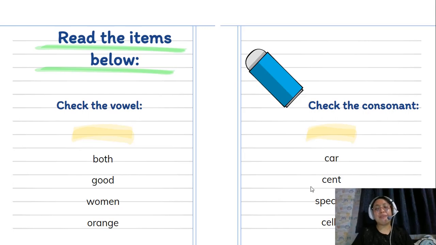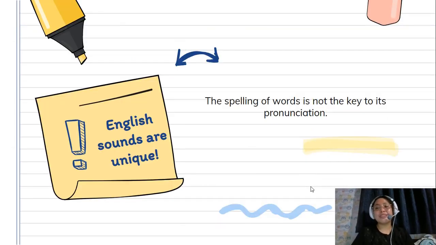So what can we say about it? The spelling of words is not the key to its pronunciation. That's what makes English sounds unique. So don't blame yourself if you could not master all the sounds yet, because in our own language, even Filipino or Cebuano, kung ano yung bye-bye, siya rin yung bigkas. How we spell it, it's how we say it.